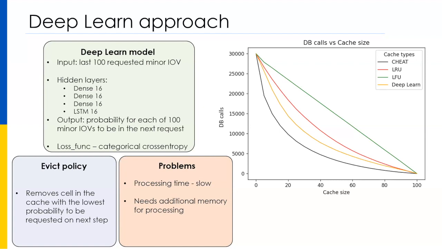We can see on the right side of our screen on the plot that our result is better than LRU, but it also has its own problems. For example, its processing time. It's slow compared to the high frequency of requests that we have in real life, and it needs additional memory for processing. But obviously, this problem can be solved and optimized in the future. But for now, we're going to another approach.